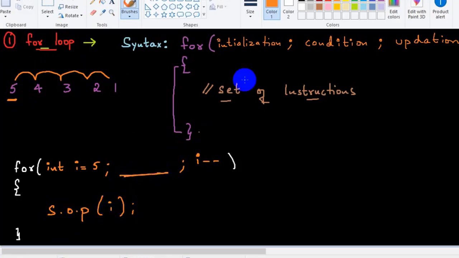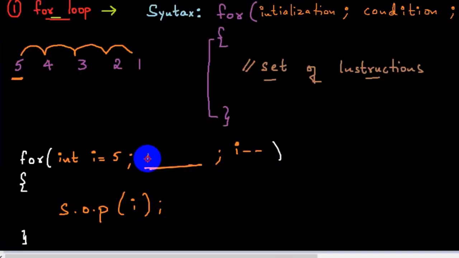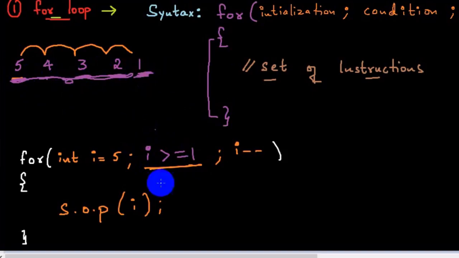Now here, what should be the condition? Your condition over here is that i should be, since you're going in reverse order, greater than or equal to 1. Why? 5 is greater than or equal to 1, 4 is greater than or equal to 1, 3 is greater than, 2 is greater than, but 1 is equal to 1. So if these values are greater than or equal to 1, I have to make use of this specific logic here.